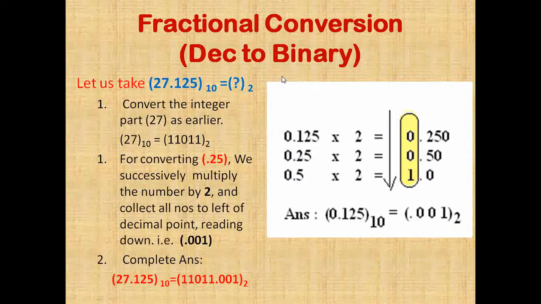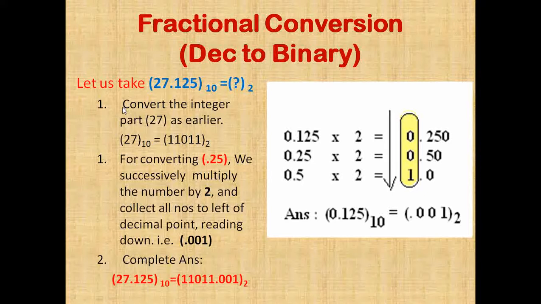Now let us see how to do fractional conversion. Fractional conversion is needed if the number has a decimal part also. So let us take this example. Suppose we have 27.125 base 10, and we are supposed to get its binary equivalent. That means we are supposed to convert this number into binary.